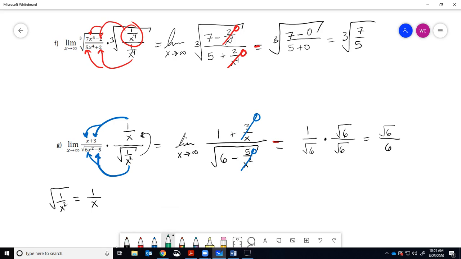You have to pay attention in your homework system and make sure which one they accept. They might accept both. They might be particular. Did they ask you to give the rationalized answer?